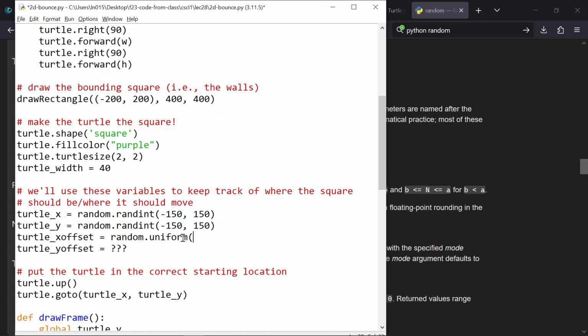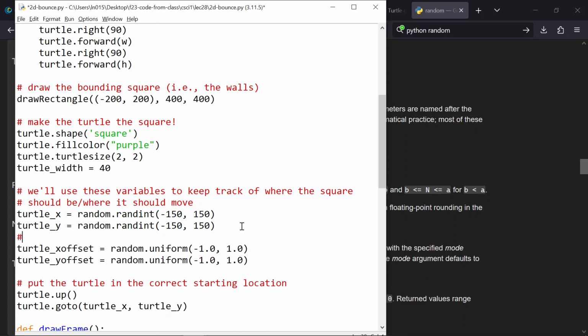Random.uniform between negative 1.0, so negative x direction, or the positive x direction. So it could be anything, like go left or go right. And then for y offset, it could be random again, go up or go down. So we'll do the same one, negative 1.0, positive 1.0. So these two variables together will form our direction. Okay? That's going to be how those work.